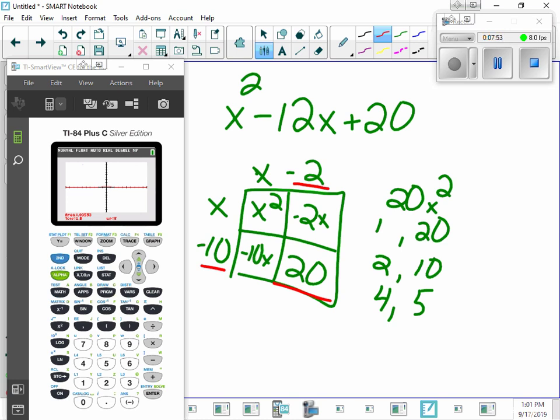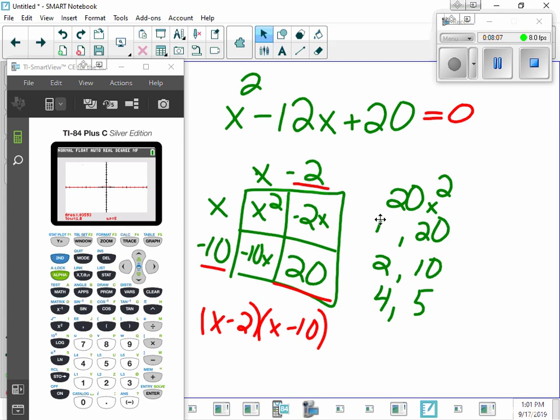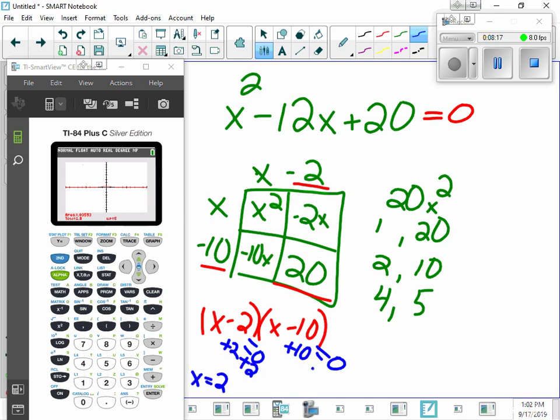So the factors are x minus 2 and x minus 10. If the problem says factor, you're done. But the later problems say solve, and they have an equals 0 on the end, which means I need to put equals 0 on both of those, and then I add 2, and I get x equals 2, and I add 10, and I get x equals 10. So you can either write x equals 2 and x equals 10, or you could just write x equals 2 and 10.